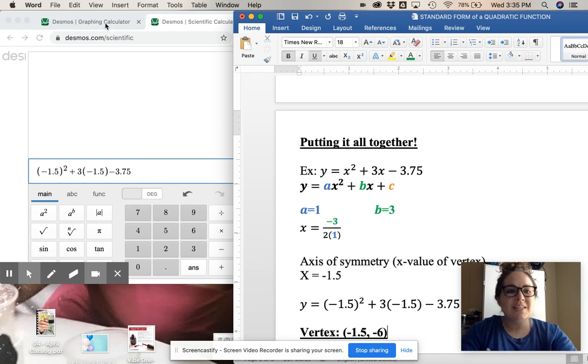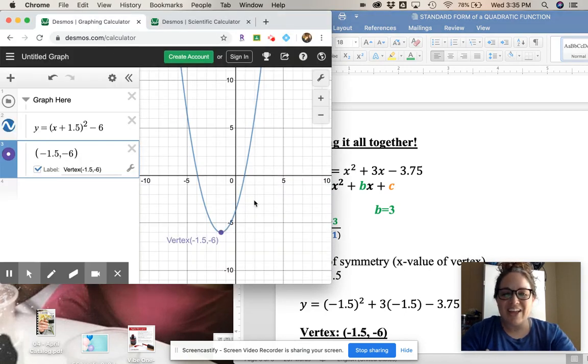Now, just for funsies and to verify that, I've graphed that equation over here, and you can see right here that that is, in fact, the vertex. Negative 1.5, negative 6. So I'm good to go.